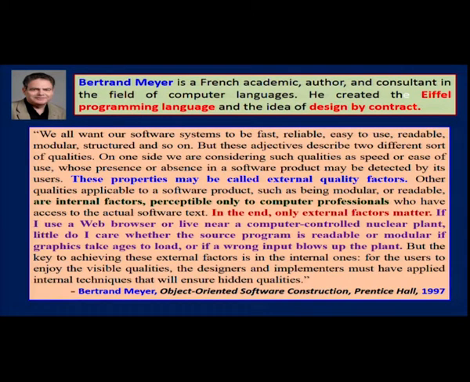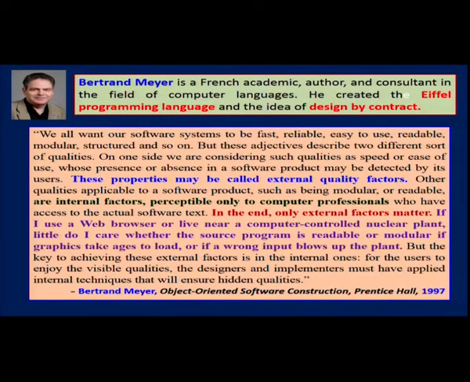Other qualities applicable to a software product, such as modular or readable, are internal factors perceptible only to computer professionals. Now, we are talking about only a few factors, not all quality factors. We are not digressing into understanding all the quality factors. We know that certain quality factors are external, and certain quality factors are internal, for those who have access to the actual software text. Those of us who are reading the actual software are also looking at the internal factors. Those of us who are not reading the actual software text talk only about the external quality factors.